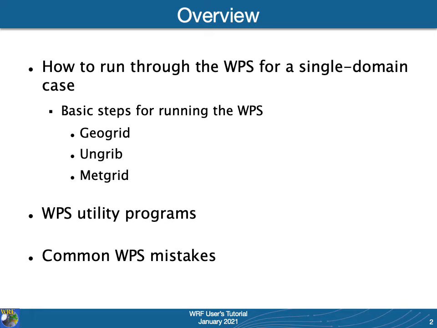So when we talk about the steps to run the WPS, we're going to first spend some time going through domain setup with the Geogrid program. We're then going to talk about how we can pre-process Grib files with the Ungrib program. And then we'll lastly see the steps to running the Metgrid program. After we've done that, we'll spend a little bit of time looking at some of the utility programs that are distributed with the WPS and why you might make use of these utility programs. Lastly, we'll spend just a couple of slides looking at some common mistakes, and in particular, these are mistakes for which we don't provide very good error messages in the WPS.